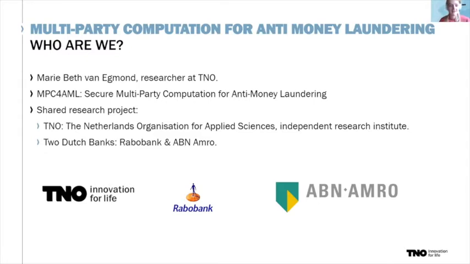Well, my name is Maribeth van Egmond. I'm a researcher at TNO, which is the Netherlands Organization for Applied Sciences, an independent research institute in the Netherlands. And we are working on a project that is called MPC4AML, so Secure Multi-Party Computation for Anti-Money Laundering. This is a shared research project between TNO and two Dutch banks, Rabobank and ABN AMRO.